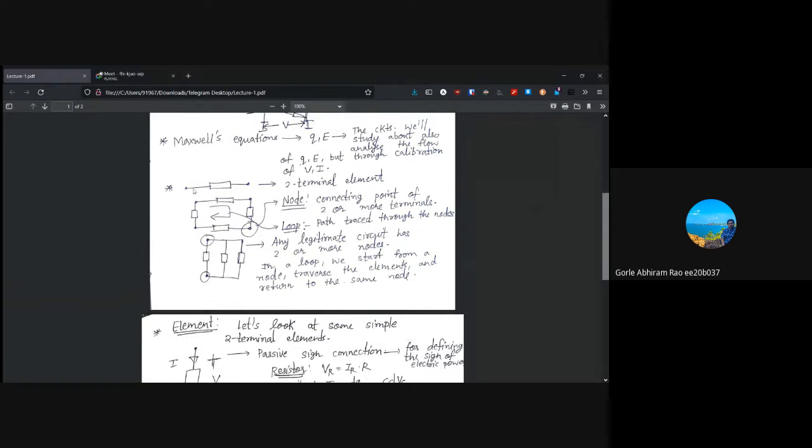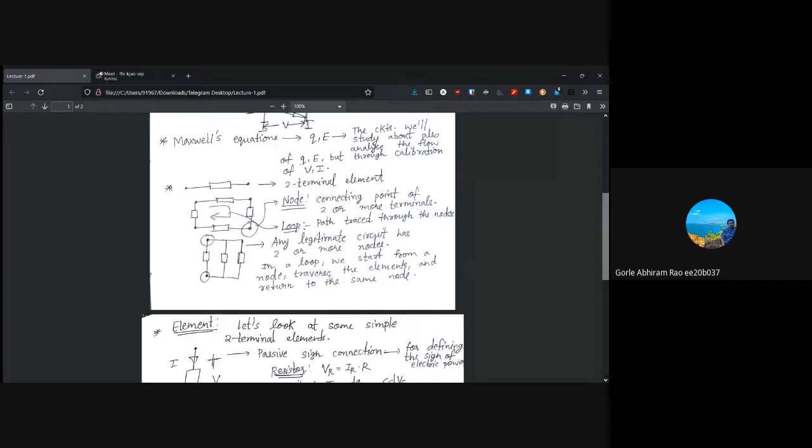And as you can see here, what I have is a two-terminal element, which I think you already know. If we make a circuit using these four two-terminal elements, we have one loop in our circuit, and we have this junction of two separate two-terminal elements, a connecting point of two terminals in our circuit. This point is called a node. A node is a connecting point of two or more terminals in a circuit.